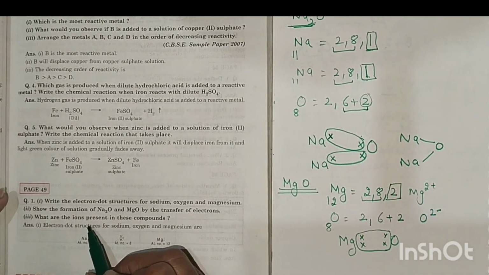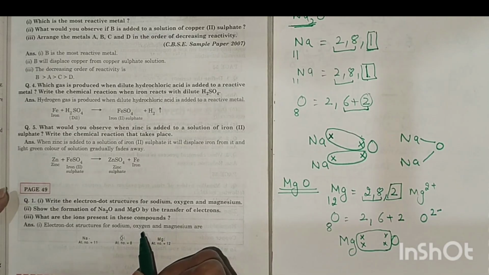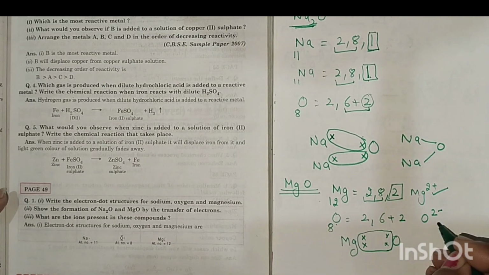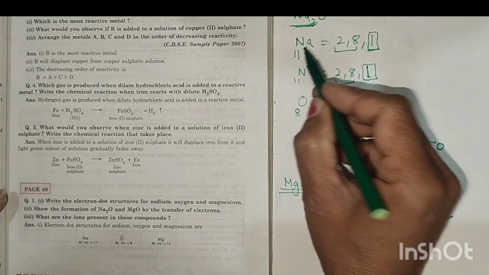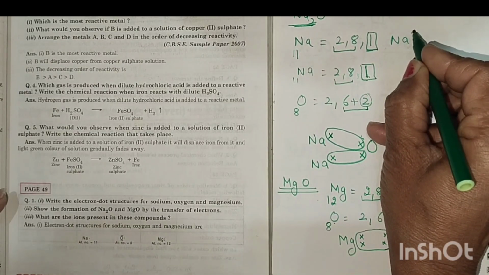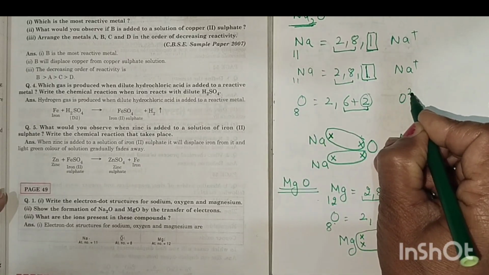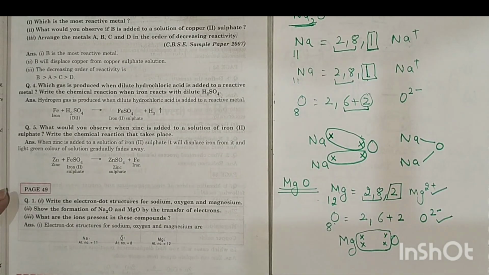Next part is, what are the ions present in these compounds? Here in magnesium oxide, the magnesium ion and the oxygen ion are present; in sodium oxide, the sodium ion and the oxygen ion are present.